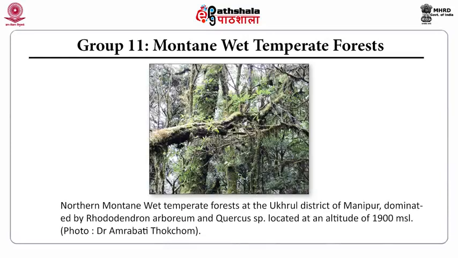The group 11 forest, an example of the wet temperate forest. It is from the Ukhrul district in Manipur. These are northern mountain wet temperate forests, and they are dominated by Rhododendron arboreum and Quercus species, located at an altitude of 1900 meter above mean sea level.